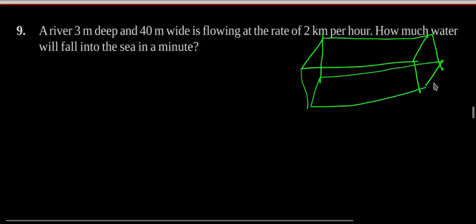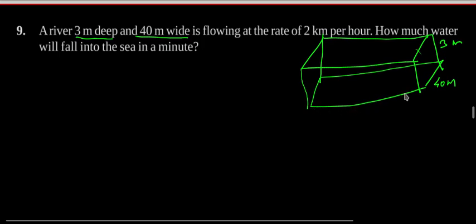The river is moving like this. The height of the river will be nothing but the depth. How much deep it is, that is the height of the river. So height of the river is 3 meter and 40 meter wide. So width is 40 meter. It is flowing at the rate of 2 km per hour. So 2 kilometer it is moving in 1 hour.